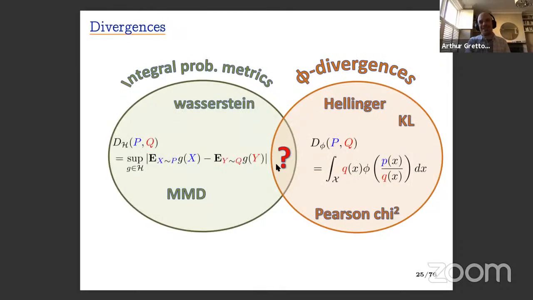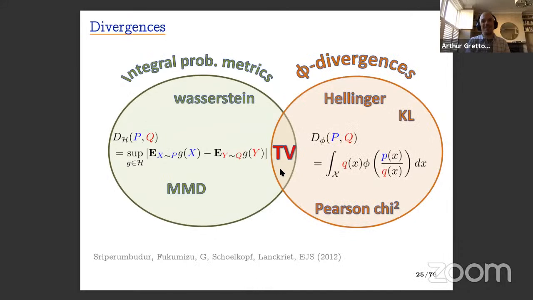Okay, so is this just a mistake in my slides, or is there really somebody who lives in between? It turns out that there is a single measure of difference between probabilities that is both an IPM and a phi divergence, and that's the total variation distance, the L1 distance between P and Q. And that's the only non-trivial divergence measure between distributions that is both an IPM and a phi divergence. No one else lives in that, at least no one non-trivial lives here.